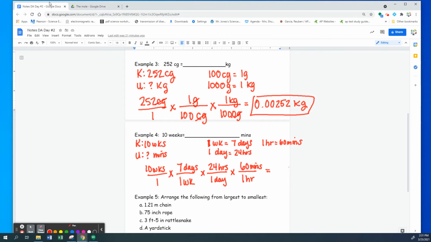Now that it's all mapped out, I am going to go ahead and use my calculator to multiply because they're all on top. When you multiply, you should get 100,800, and our unit, after everything cancels out, is minutes. Make sure you put it in a square so I know that that is correct.